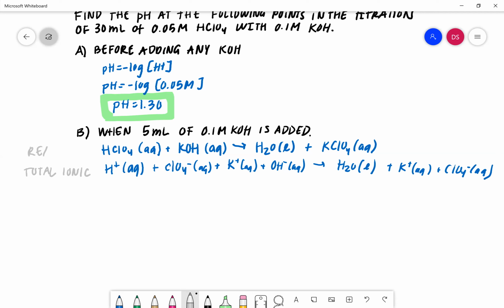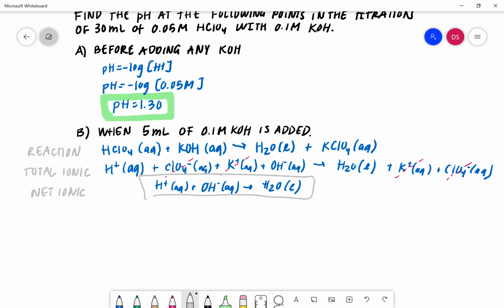Here we have a reaction. So now we can go ahead and cancel the spectator ions. And that leaves us with H plus plus OH minus, giving us water. And this is called our net ionic equation. So now that we have our equation, I'll show you how we're going to be using the calculations that we get and how we're going to plug them into our equation later.